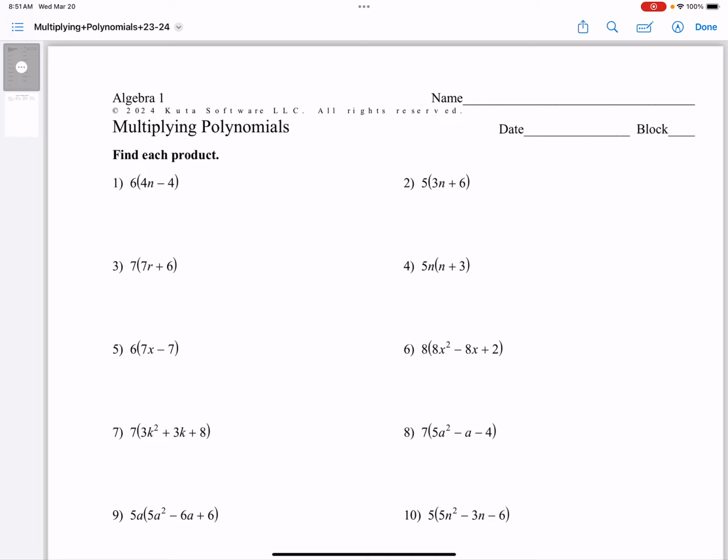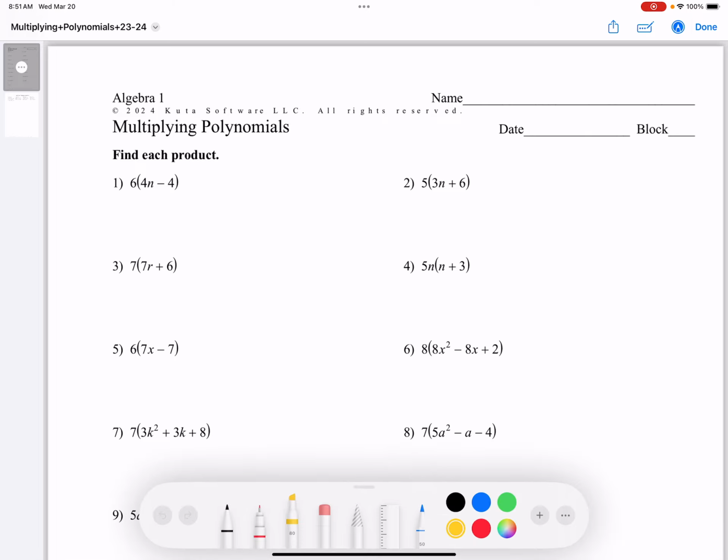Hello, ladies and gentlemen. Today we are talking about multiplying polynomials. So I'm going to go over about 3 or 4 problems from this worksheet, and then I'm going to let you guys work on the rest. So when we're multiplying polynomials, we're pretty much just doing the distributive property. So you multiply the big numbers and add any exponents of any variables like we would do before.